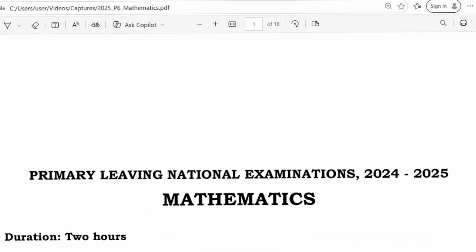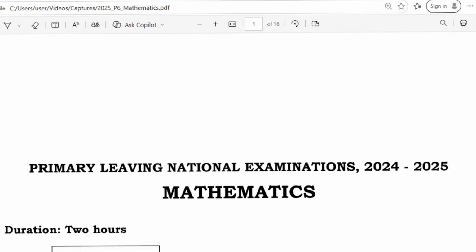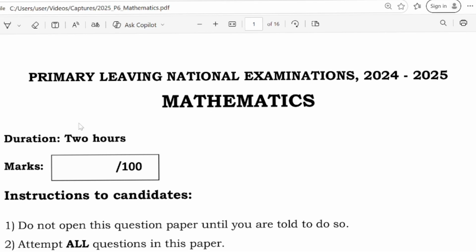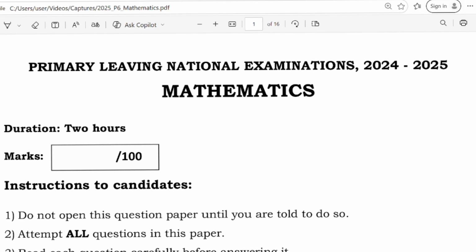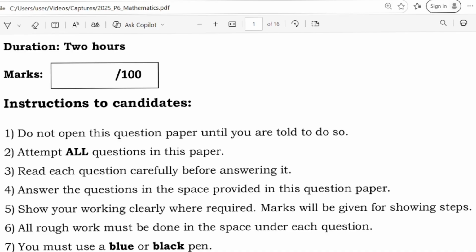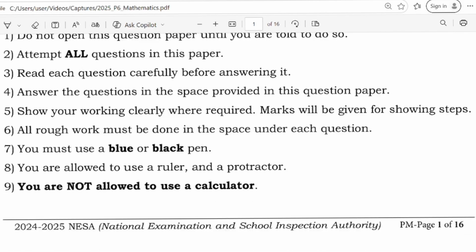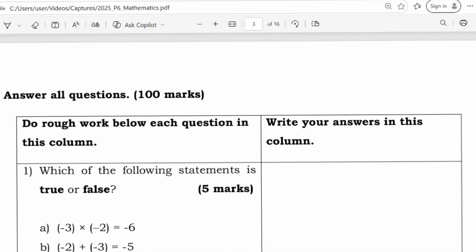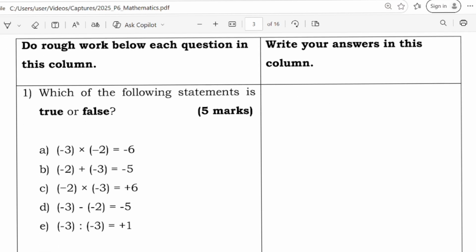This is the primary reading national examination 2024-2025 mathematics. So let's begin with the questions. These are the instructions. Every student must read the instructions before he or she starts the exam, because the instructions are the rules for doing the exam well and following the rules and regulations of the exam. So this is question number 1.